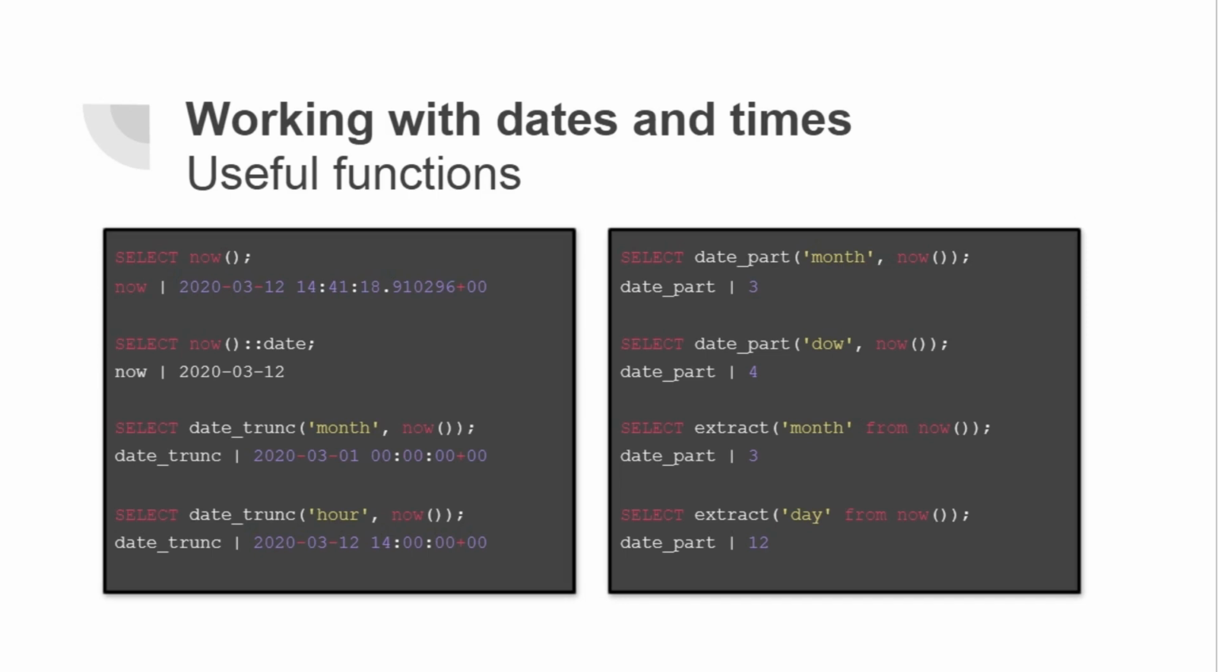Another useful function is date part and extract, which work roughly the same, but with different syntax. You can get a specific portion of the date. So here you get the month, you get the day of the week, and with extract the same.